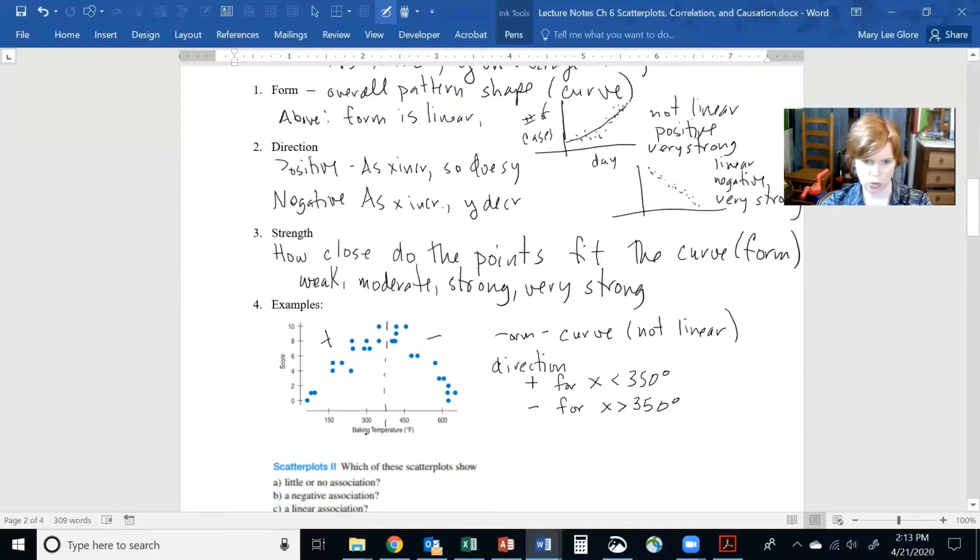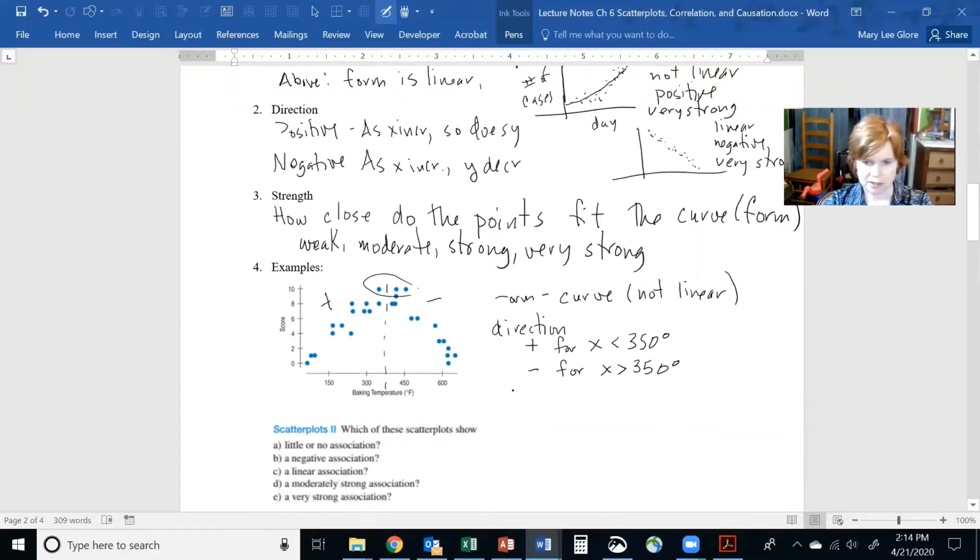This is a score based on a baking temperature. It seems like the higher scores are up near 350 degrees. So maybe whatever we're testing, we're asking what's the best temperature? It looks like around 350 is what you would want to cook this thing at in order to get the highest score, whatever that means.